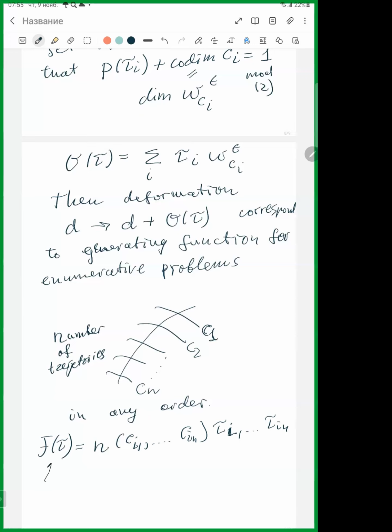And this generating function corresponds to, so here I take a sum, to a deformed topological theory. Let me continue.